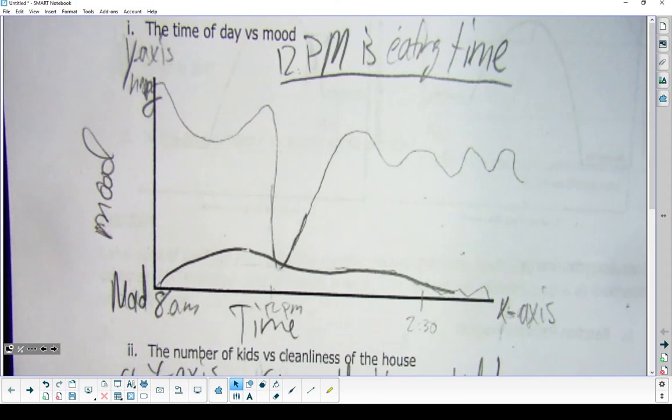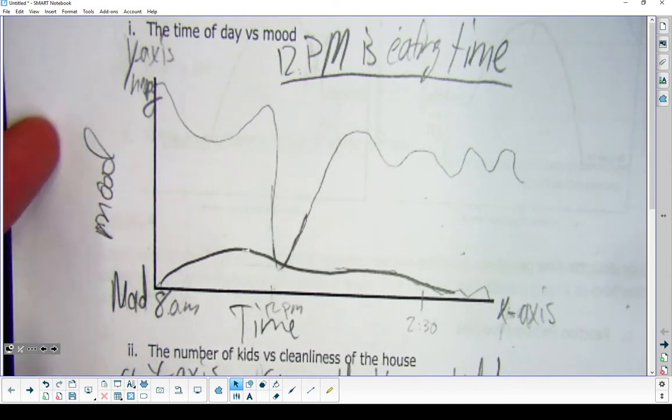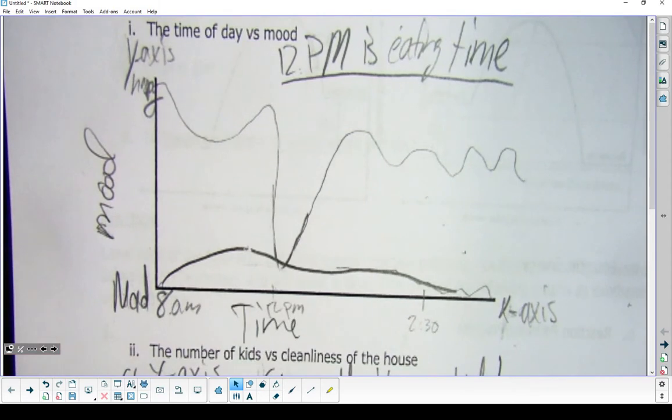Okay. So I guess I put the mood on the side. And then I put, I don't know, a couple times. Mainly around 12 p.m., like around this time, is when people start to get hungry. So it's like happiness goes down, mad sort of goes up. I don't know. Is that like correlation?